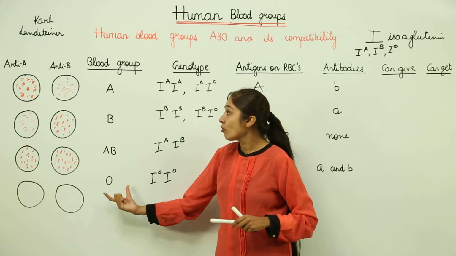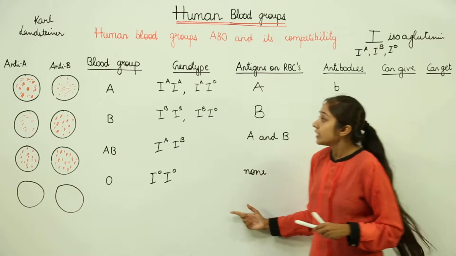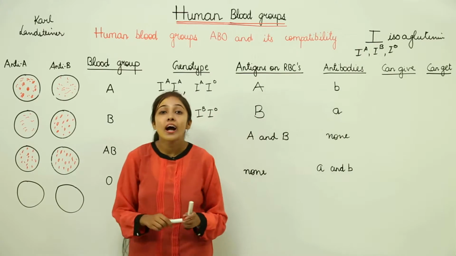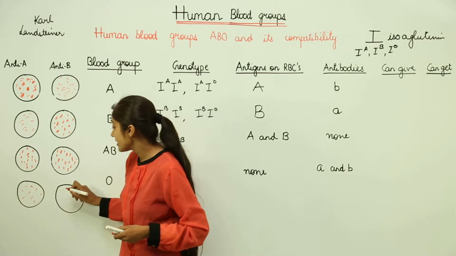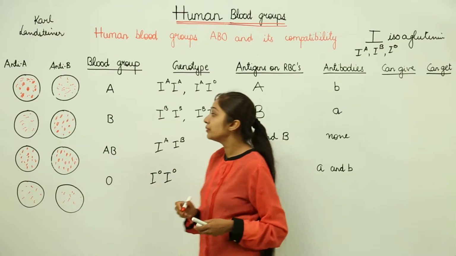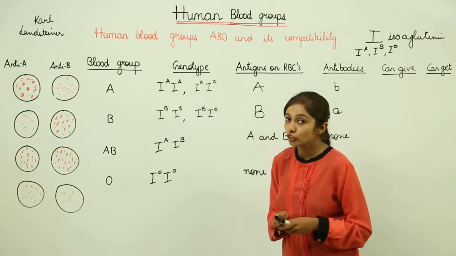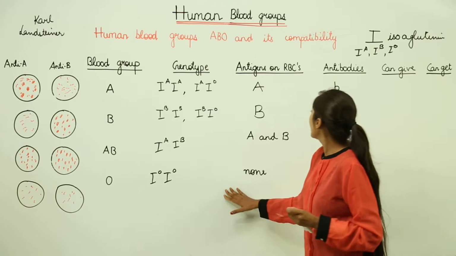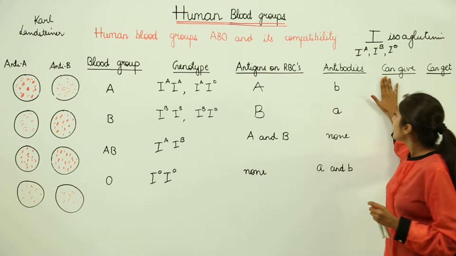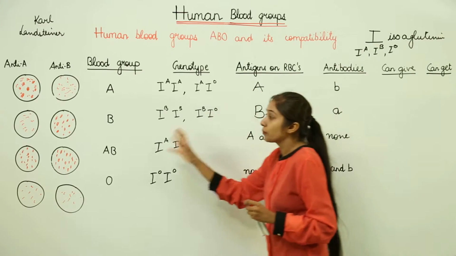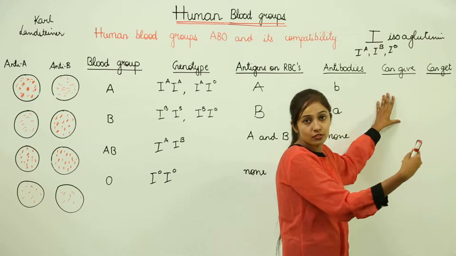Then in case of O, since it has no antigens, right, we wrote that it's none. So in this case, there will be no coagulation in any case. There will be no coagulation in anti-A serum and no coagulation in anti-B serum. Right. So this is how we actually check the blood group of a person. Right. Now coming to the question, what type of blood group can donate its blood to what type of a person, a different blood group, right?